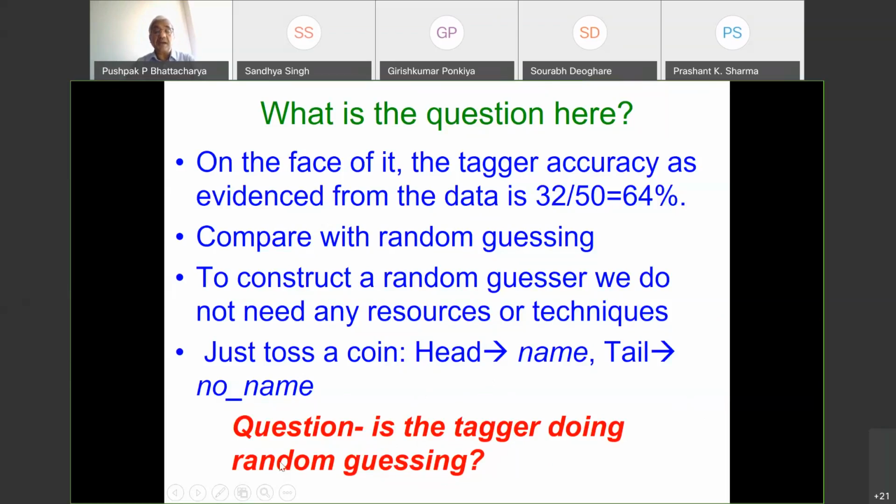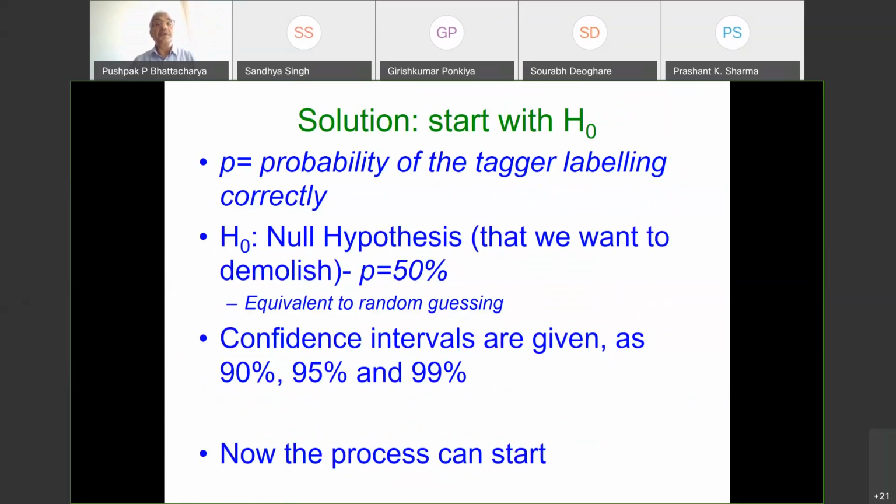So is the tagger doing random guessing? I'm getting an accuracy of 64%, and I want to rule out the possibility that the tagger is doing random guessing. It has an actual algorithm underlying it. So now I formulate the probabilistic analysis setting. The first and foremost task is to define H0, the null hypothesis. Everything starts with H0, and H0 is formulated by an understanding of the problem.